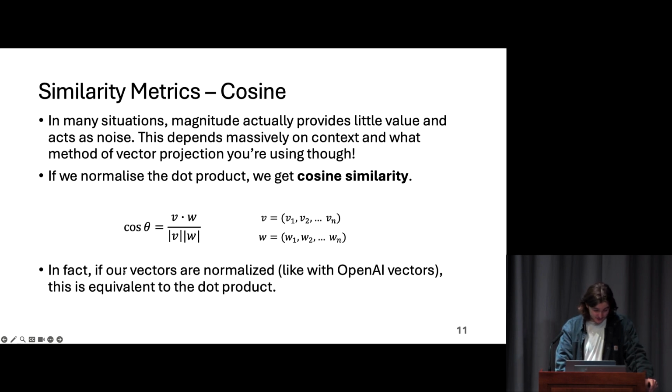And again, I said this was helpful earlier. If our vectors are normalized, like OpenAI, then this is exactly equivalent to the dot product. Cosine similarity is identical, because magnitude of V and magnitude of W will just be 1. So cosine theta equals V dot W. And so V dot W is very easy to compute. You just sum up the components multiplied.